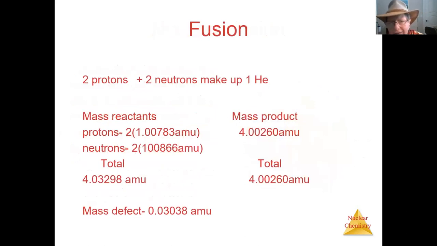Now, when I add 2 protons and 2 neutrons, when I add that mass up and compare it to the mass of a helium, I don't have as much mass in the helium as I do in the protons and neutrons. This is where it gets into the energy needed to keep the nucleus together. So I have a mass defect. When I make that helium, I lose 0.03038 atomic mass units.